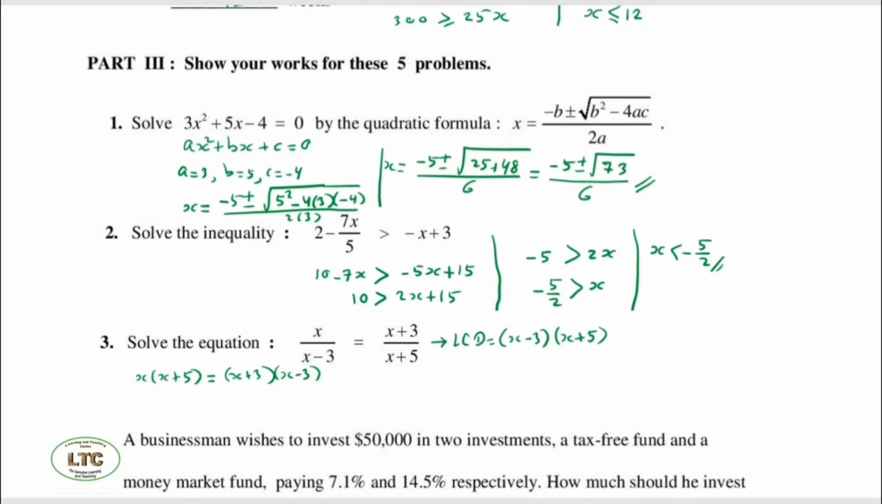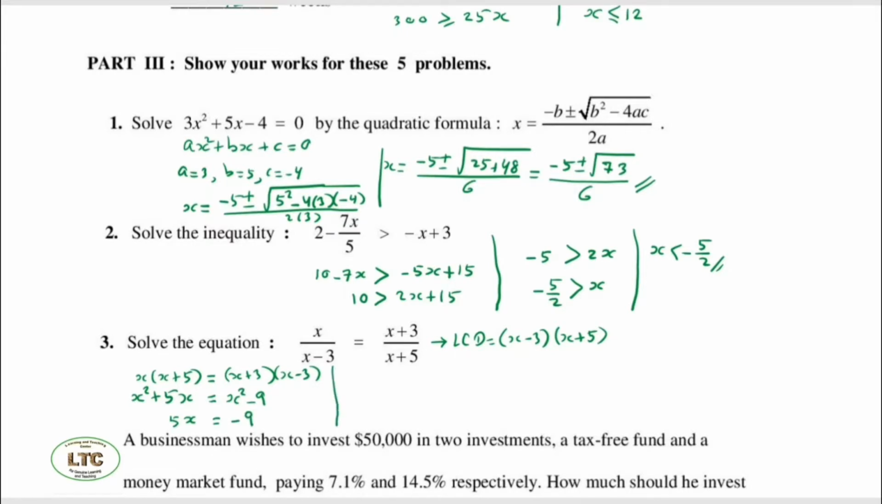So remove the bracket, distribute x to x and 5. On the right also, x squared minus 3x plus 3x minus 9. Therefore, x squared minus 9 is left. If you subtract x squared from the left hand side, you leave 5x. If you subtract x squared from the right hand side, you get negative 9.